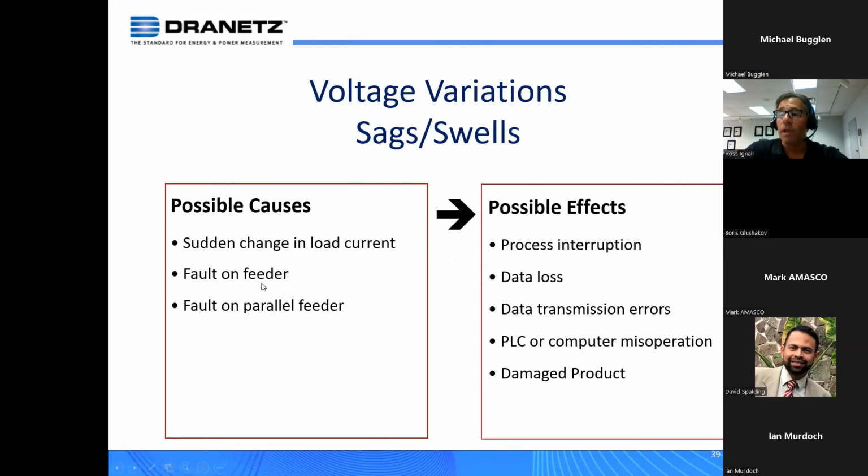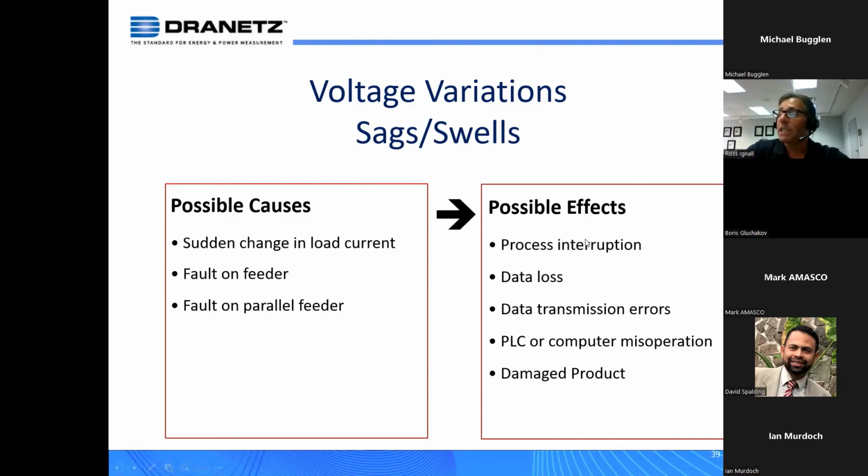So a fault on a feeder, a fault in the utility system, a fault on a power feeder. Really anything can cause any problem, any disturbance. In fact, a lot of the things that cause transients, loose connections, loose wires, can also cause sags and swells.